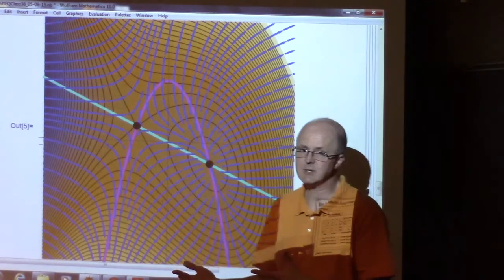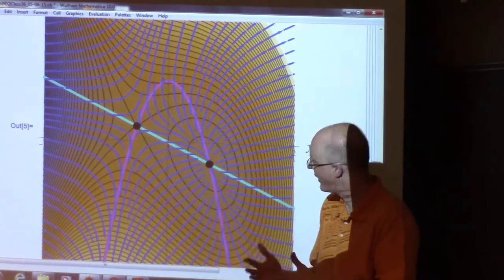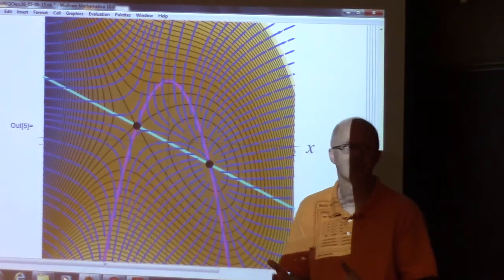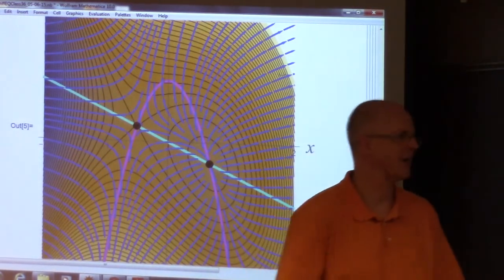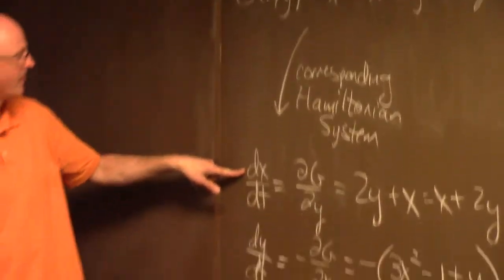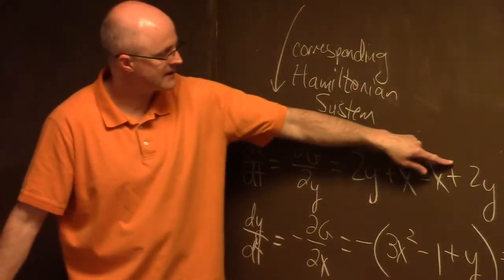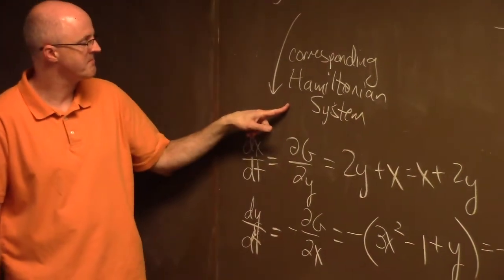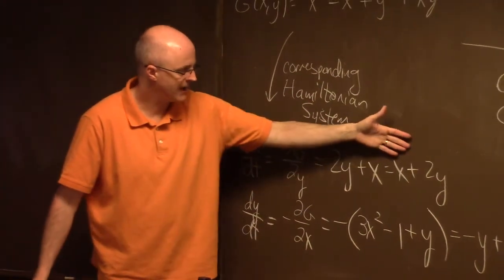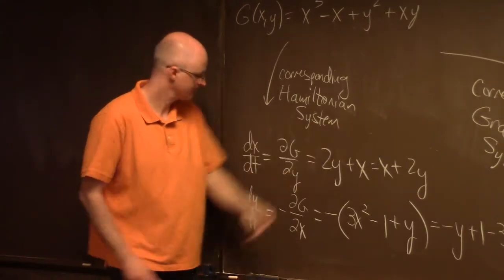What directions do the solutions go? That's important too. You have to look at the sign of dx/dt and dy/dt. Let's focus on the sign of dx/dt here. dx/dt is x plus 2y for the Hamiltonian system. That'll be positive when x plus 2y is positive.